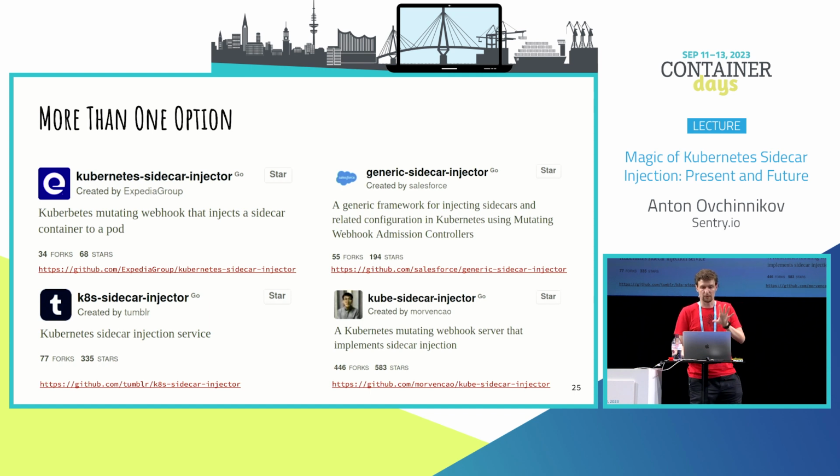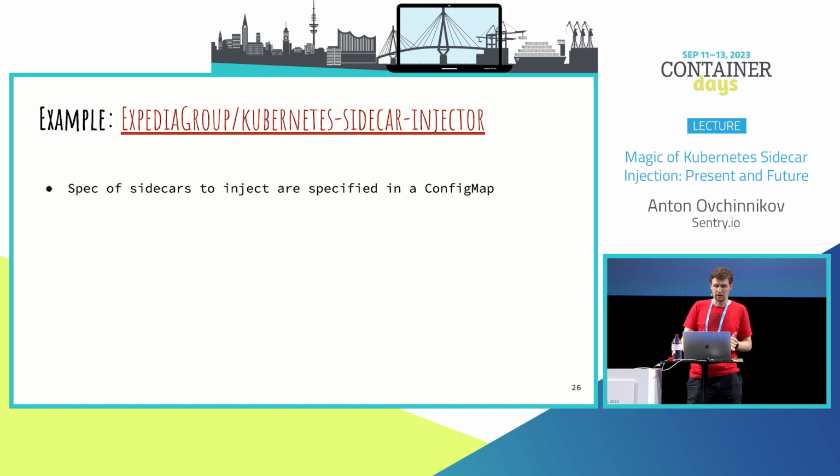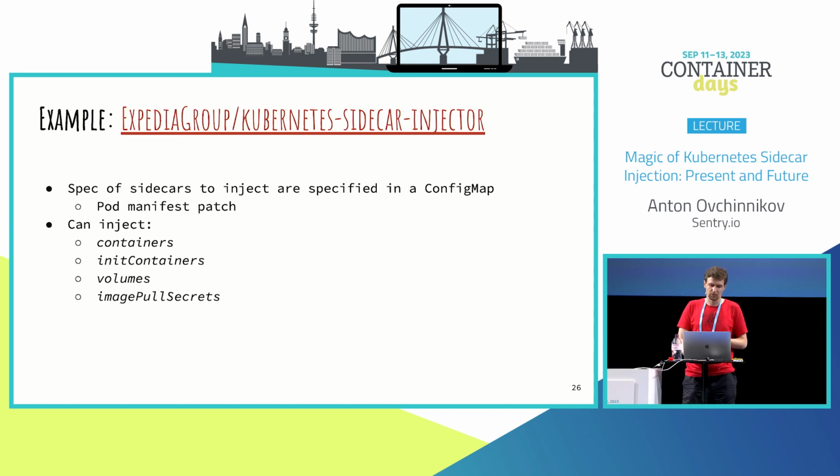So let's take a look at the first one as an example. The idea is the following. The spec of the sidecars we want to inject will be specified in a config map. It will basically be a patch to the pod manifest. And actually, in addition to regular and init containers, we'll be able to also inject volumes and image pull secrets because, if you specify a custom image, you might need secrets to pull it from a private repo.